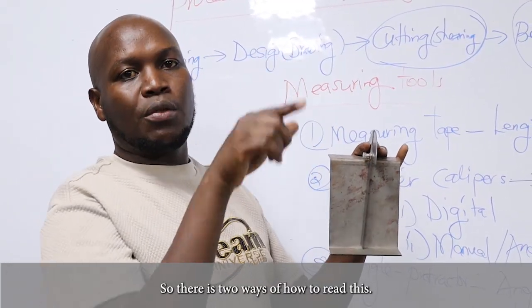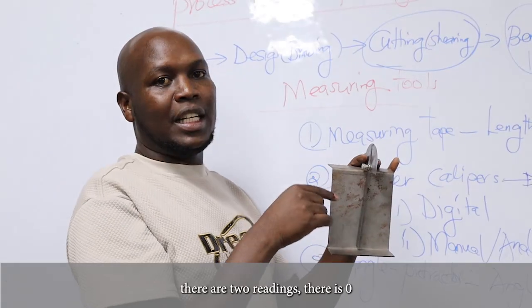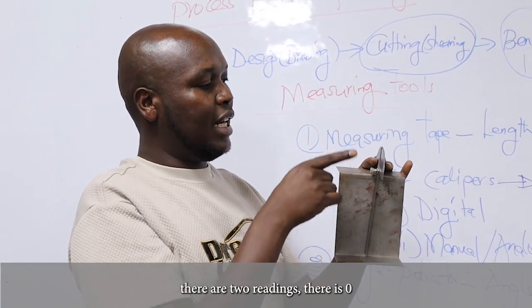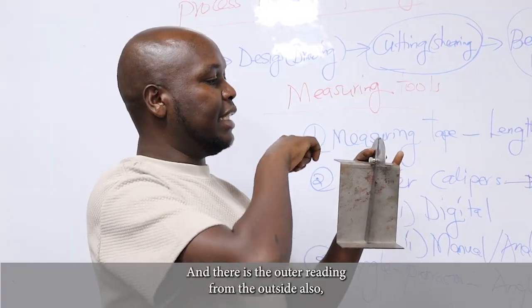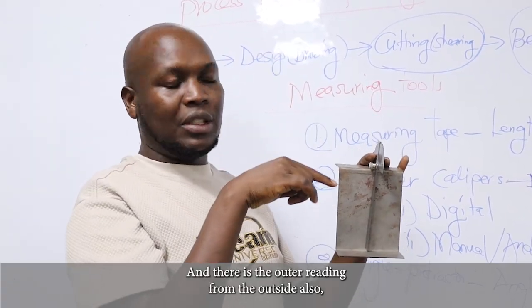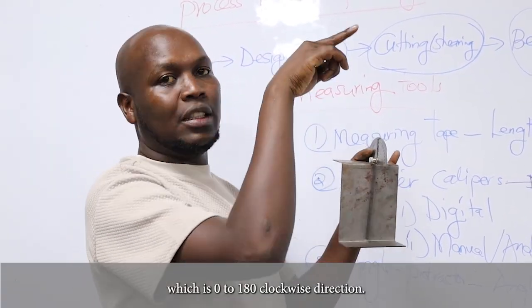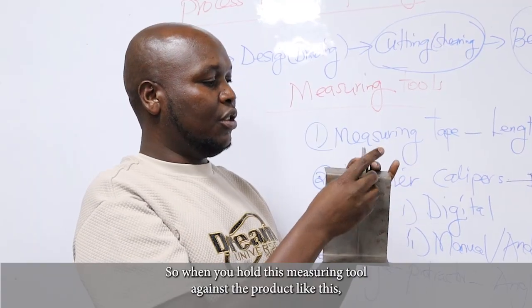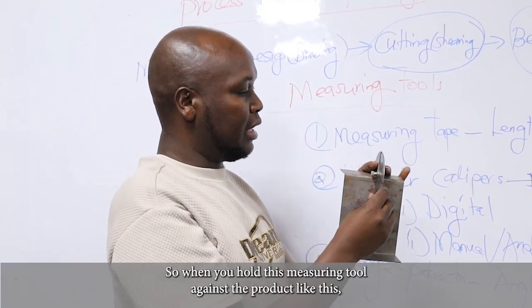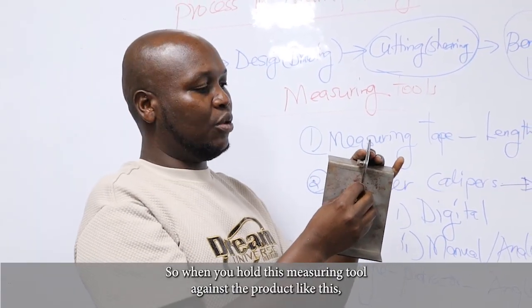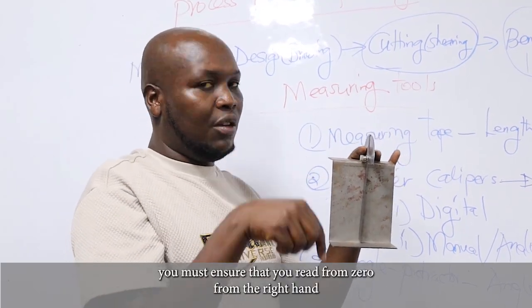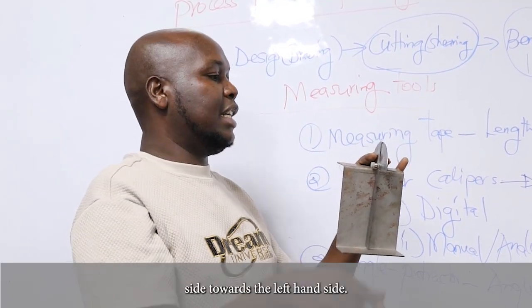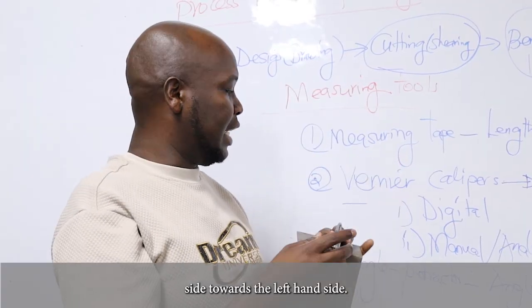There are two ways of how to read this one. There are two readings. There is 0 to 180 for the anti-clockwise direction, and there is the outer reading from the outside also, which is 0 to 180 in the clockwise direction. So when you hold this measuring tool against the product like this, you must ensure that you read from 0 from the right hand side towards the left hand side.